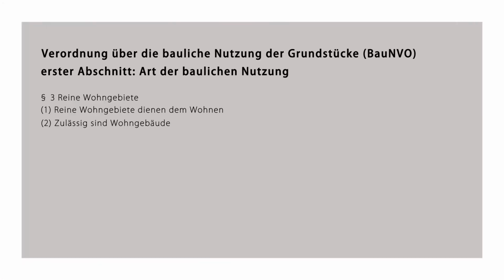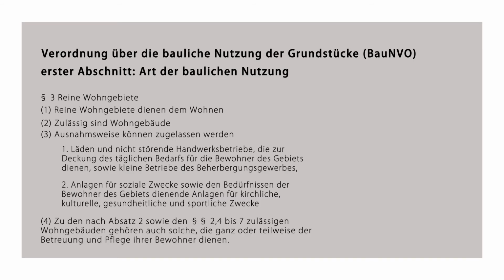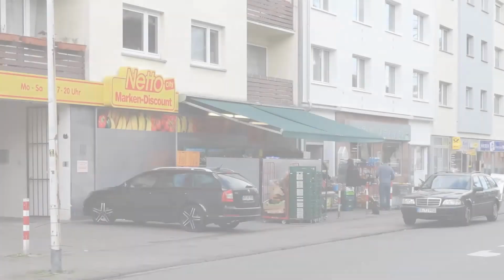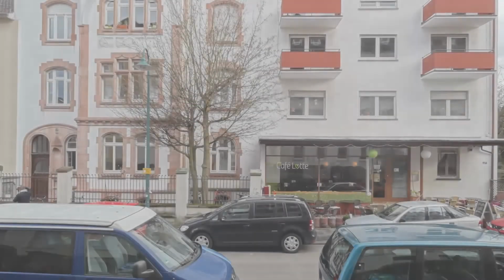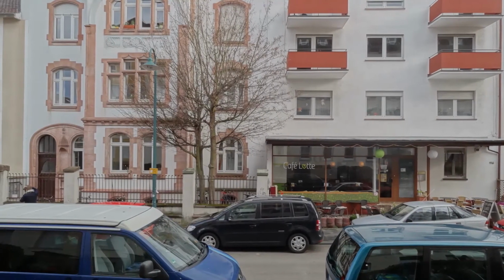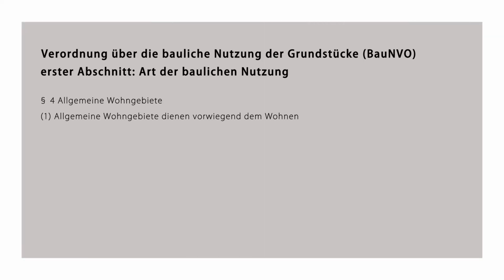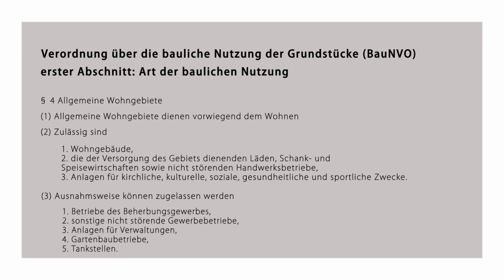These uses, admissible by way of exception in a reines Wohngebiet, are listed in paragraph 3 of the first section of the Baunutzungsverordnung. Contrary to that, in an allgemeines Wohngebiet, retail and gastronomy, schools and sports facilities are generally permitted. Exceptions include commercial uses and lodging as long as they benefit and do not disturb the residents. Furthermore, uses differing in individual cases can be permitted or prohibited in the text part of a Bebauungsplan.